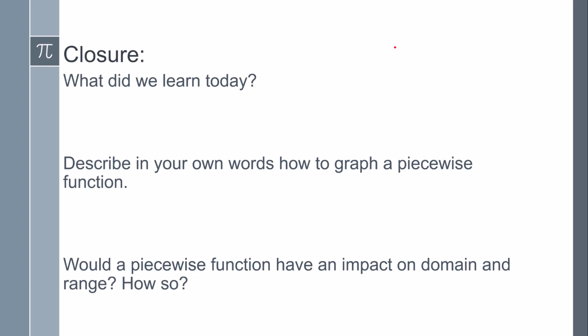So what did we learn today? We talked about piecewise functions. Now describe in your own words how to graph a piecewise function. The best way to do it is to look at the domain of your piecewise function, to be able to divide the graph into the different graphs. You can do 3 or 4 different graphs, right? But you divide them up into the different graphs, and then you create an xy table for each graph, and then you plot them.